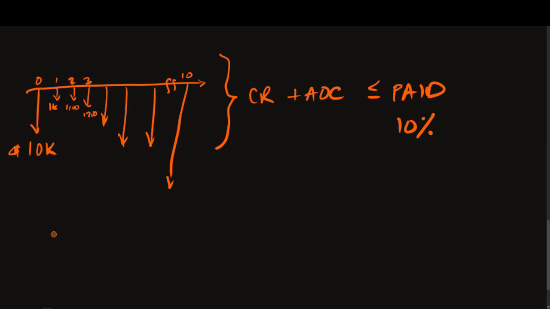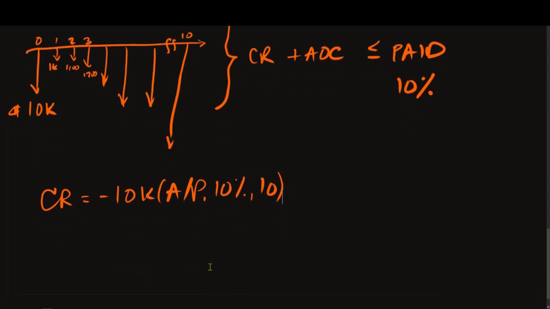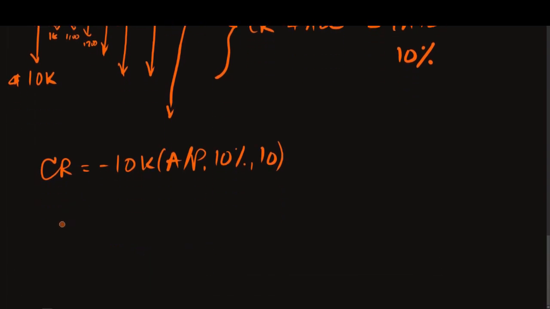The capital recovery portion of this is present worth, so we're going to convert that to annual. We have minus 10K, A given P, 10%, spread over 10 years. We have no salvage value or anything like that. This is just the cost of this investment. So now all we have to do is add in the annual operating costs.